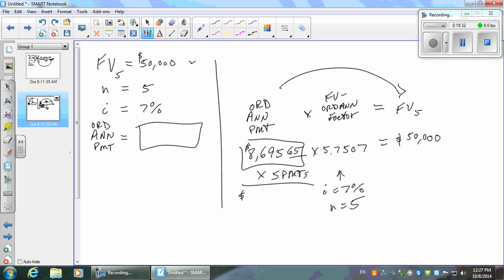How much is that? Is that it? 43,732.97. How much interest will you earn? How about 50,000 less 43,733? Everybody agree? That's how much interest you would earn if you guys did the math right. About $6,300 almost. Is that math right?